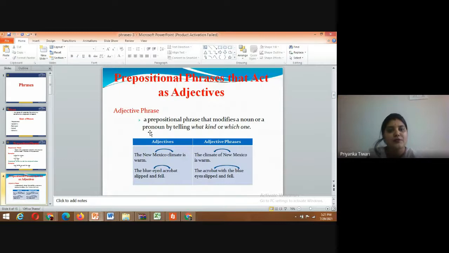Then adjectives and adjective phrases. The New Mexico climate is warm; the blue-eyed acrobat slipped and fell. The climate of New Mexico is warm. The acrobat with the blue eyes slipped and fell. An adjective phrase is a prepositional phrase that modifies a noun or a pronoun by telling what kind or which one.